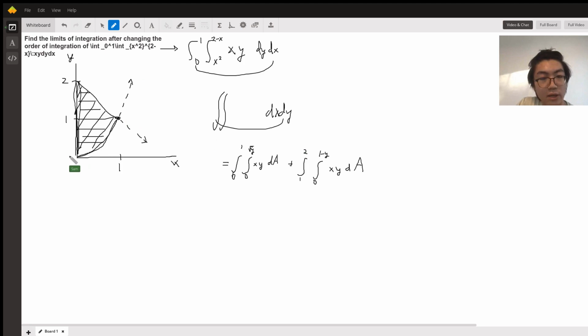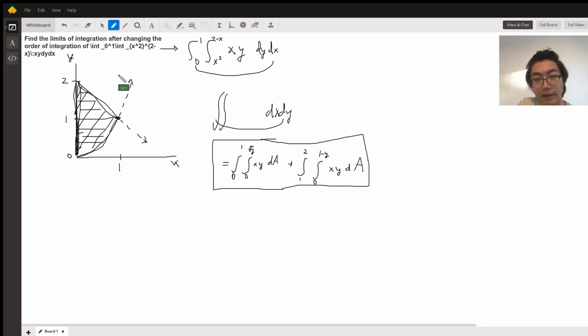And so when we have our new limits of integration, we can start from 0 to 1 on the y-axis, and going from 0 to the square root of y, and it gives us this first term. And for our second term, we have 1 to 2 going from 0 to 1 minus y, our vertical regions, and giving us this second integrand.